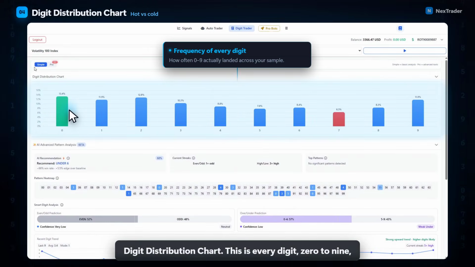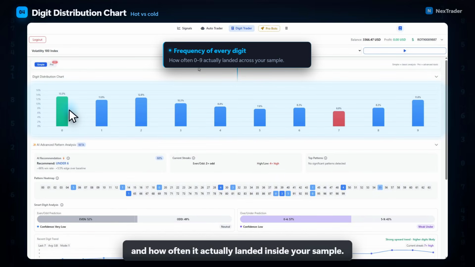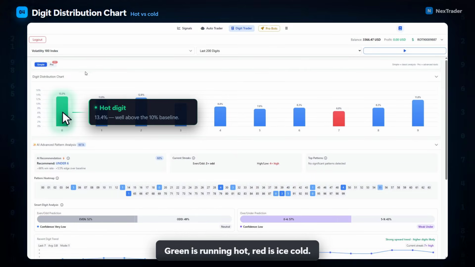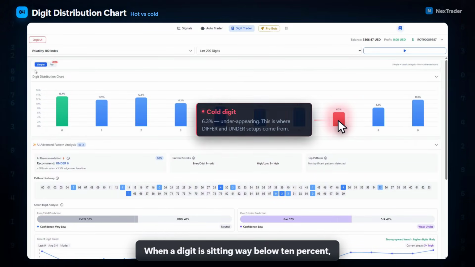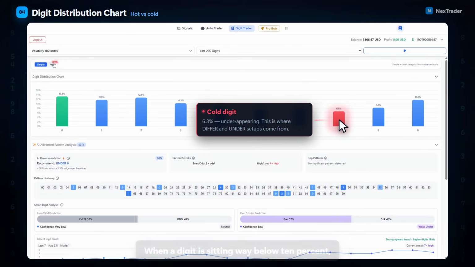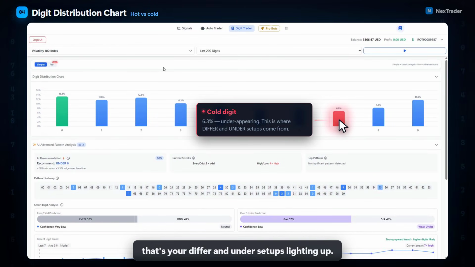Digit distribution chart. This is every digit 0 to 9 and how often it actually landed inside your sample. Green is running hot, red is ice cold. When a digit is sitting way below 10%, that's your differ and under setups lighting up.